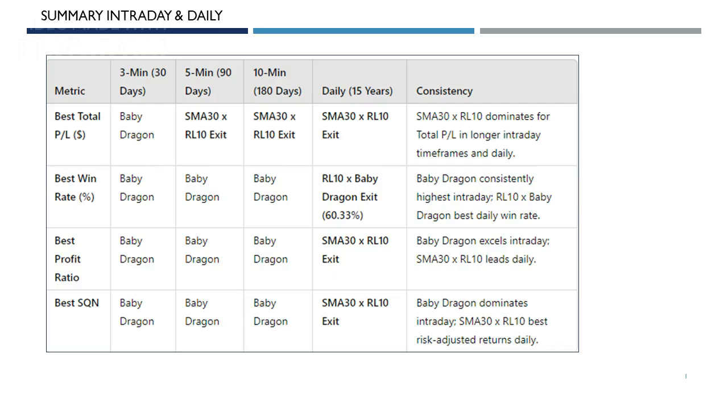Summarizing both intraday and daily performances, the Baby Dragon exit dominates in most metrics. The RL10X SMA30 exit is best for long-term intraday strategies, while the RL10X Baby Dragon exit excels in daily performance.